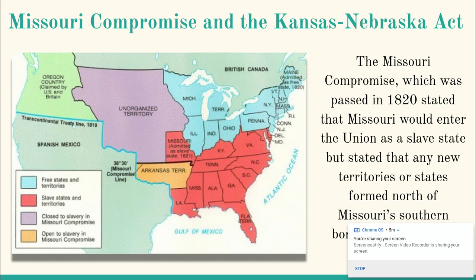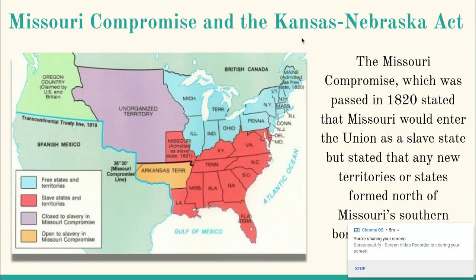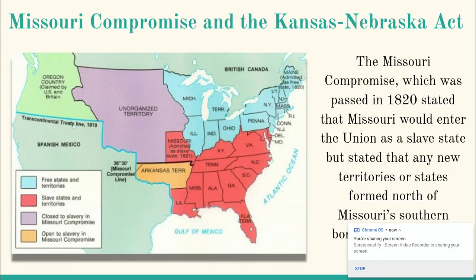All right, next up is the Missouri Compromise and the Kansas-Nebraska Act. So really, the major topic here is the Kansas-Nebraska Act. But in order to understand why the Kansas-Nebraska Act was a cause of the Civil War, we have to go back and revisit the Missouri Compromise. So the Missouri Compromise, and this was passed in 1820, said that Missouri could enter the Union or the country as a slave state, but required that any new territories or states that were formed north of Missouri's southern border, slavery would be outlawed.